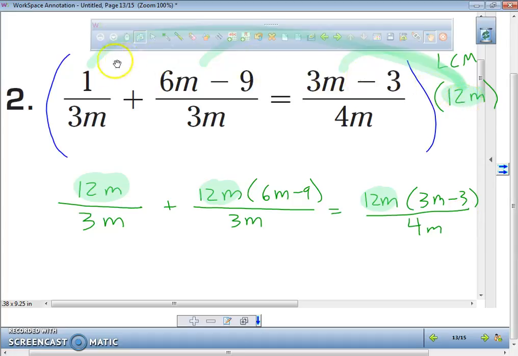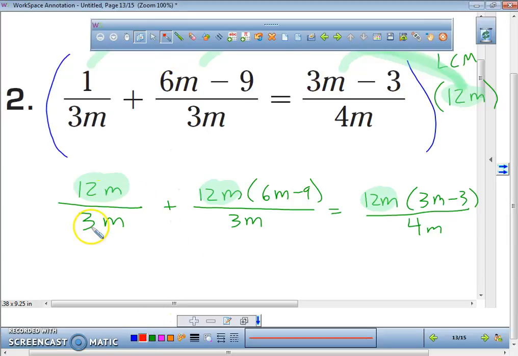So you'll notice on the screen, it really happened quickly, almost like magic. I took 12m and multiplied it to 1 and got 12m. I took 12m, multiplied it to 6m minus 9, and there are the two factors right there. And then 12m times 3m minus 3, you'll see right there, everything's in the numerator. Now, the reason why I did this is to get rid of all of the m's in the denominator. 3m goes into 12m 4 times. So we have a 4.